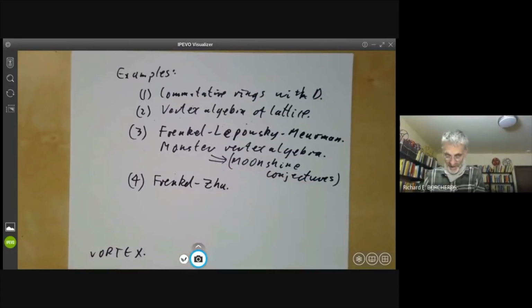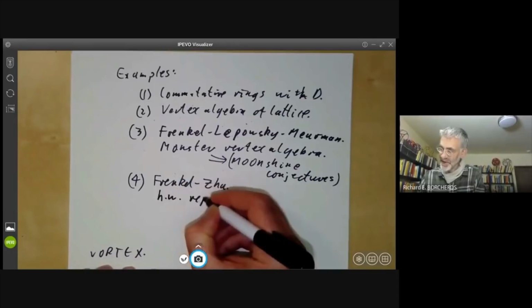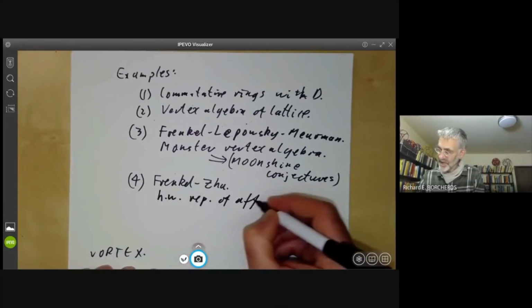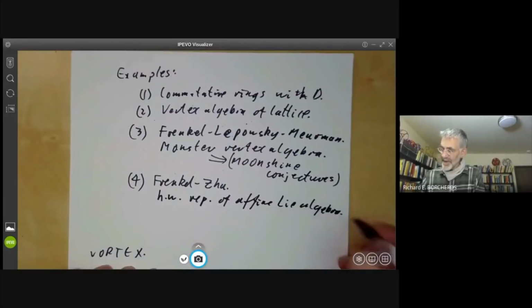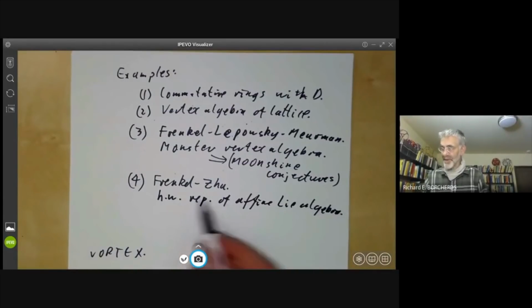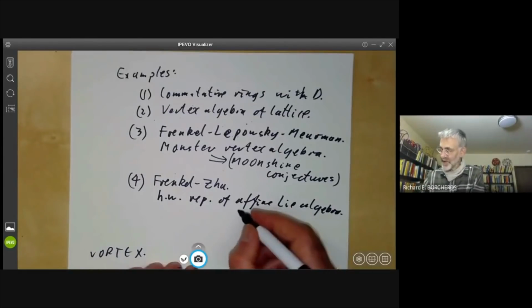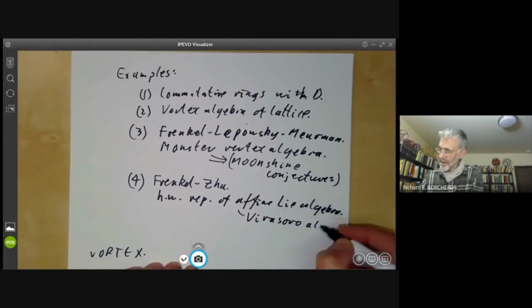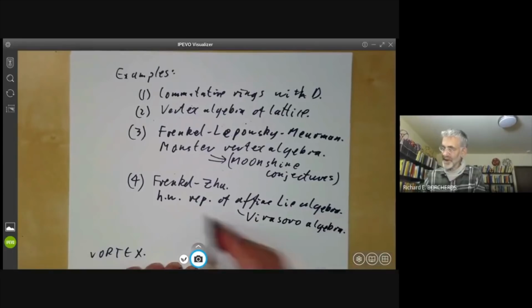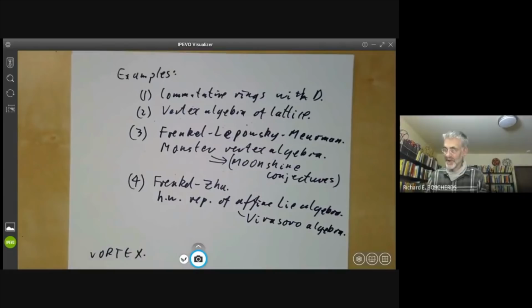But anyway, eventually Frenkel and Zhu found some more examples of vertex algebras. They found that if you take a highest weight representation of an affine Lie algebra, then this quite often has the structure of a vertex algebra, or sometimes it's a module over a vertex algebra. And instead of taking an affine Lie algebra, you can also take the Virasoro algebra. So we finally started getting a reasonably large number of examples of vertex algebras.